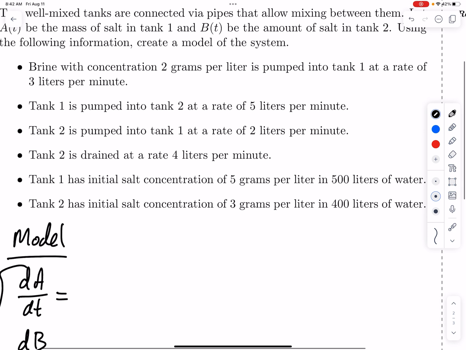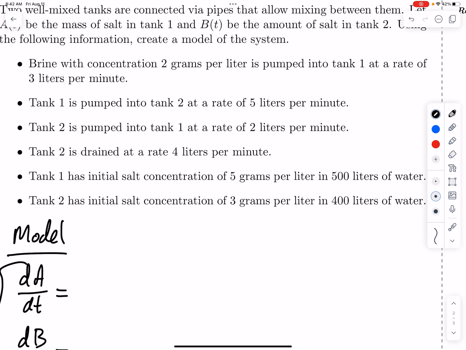All right, so brine with concentration 2 grams per liter is pumped into tank 1 at a rate of 3 liters per minute. Okay, so how many grams of salt are coming into tank 1? Well, the concentration is 2 grams per liter, and the flow rate is 3 liters per minute. So that looks like 6 grams per minute of salt coming into tank 1, and that is a rate.